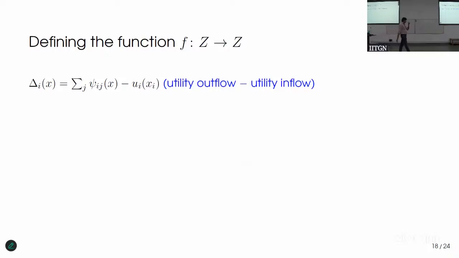So we define what we call the surplus for every agent. The surplus can be interpreted as a utility outflow minus a utility inflow. The first term, summation over psi ij, indicates how much utility this agent is giving to the exchange. And the second term is how much utility the agent is getting from the exchange. For a reciprocal exchange, you need the surplus of each agent to be equal to 0.